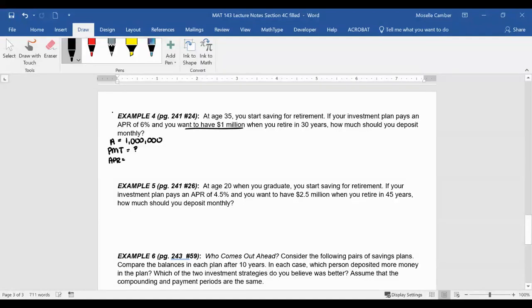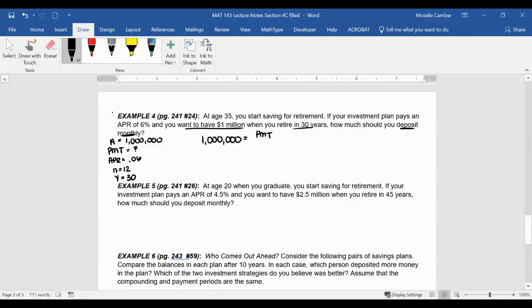Okay, then we have our APR, our N, and our Y. APR says we have 6%, so 0.06. Here we want to deposit monthly. So again, this is also the wording that tells us we're using the savings plan. You're depositing monthly, so you want an N of 12. And you want to retire in 30 years. So my Y is 30. Okay, so I have the A is $1 million.